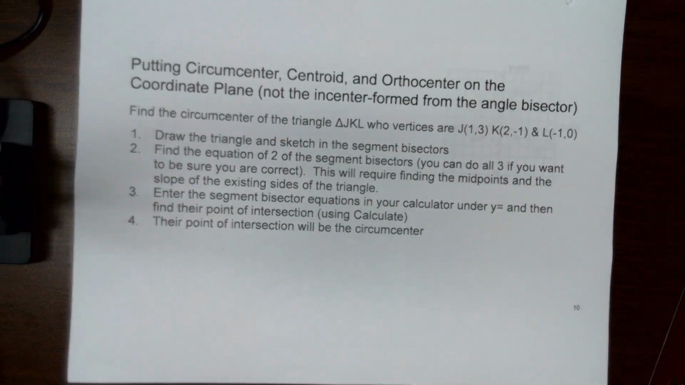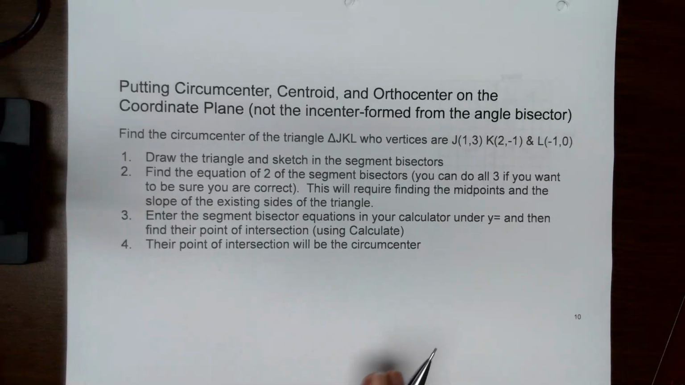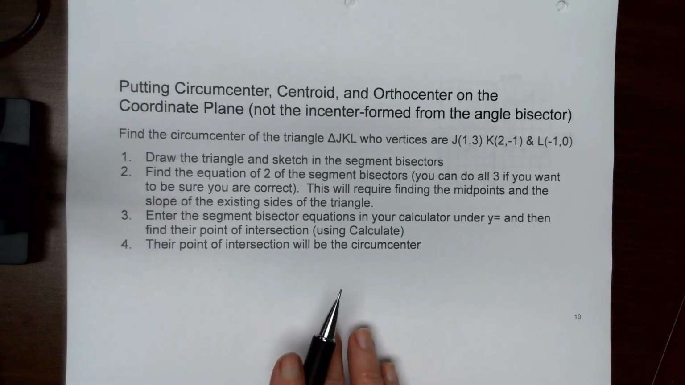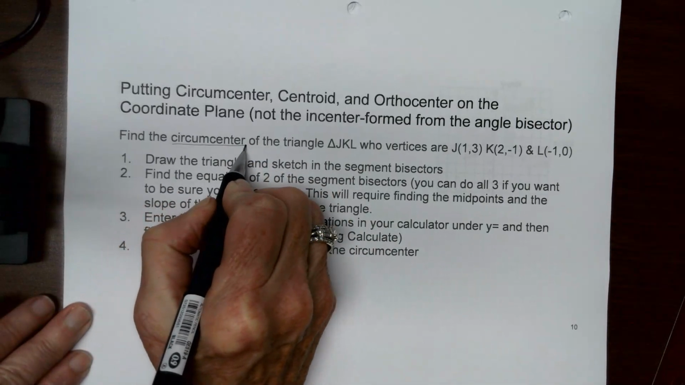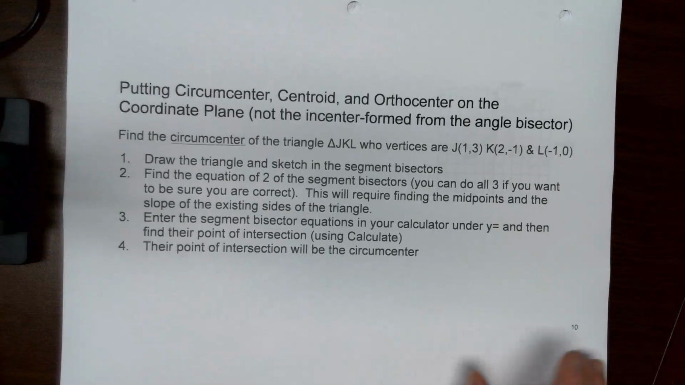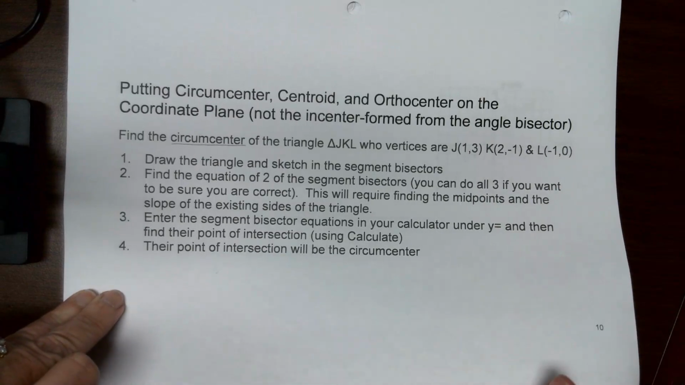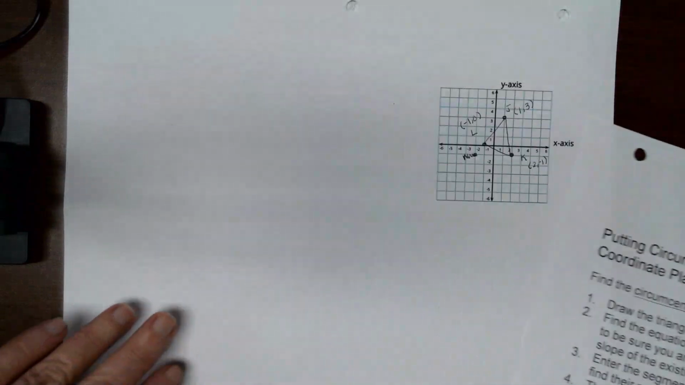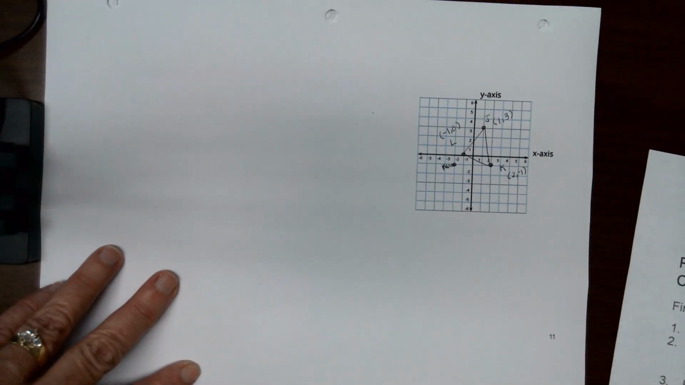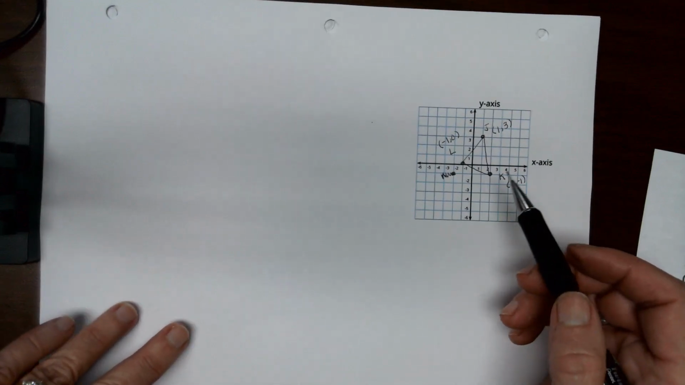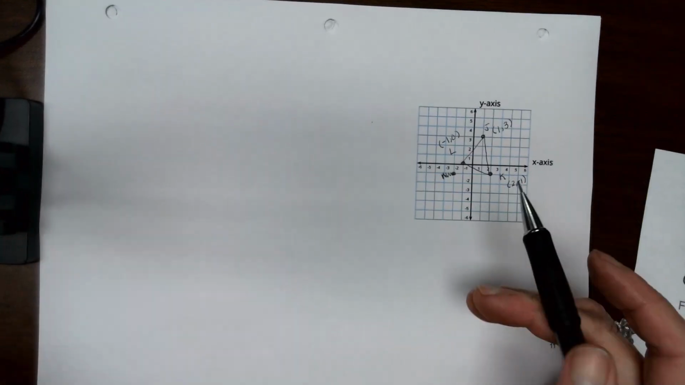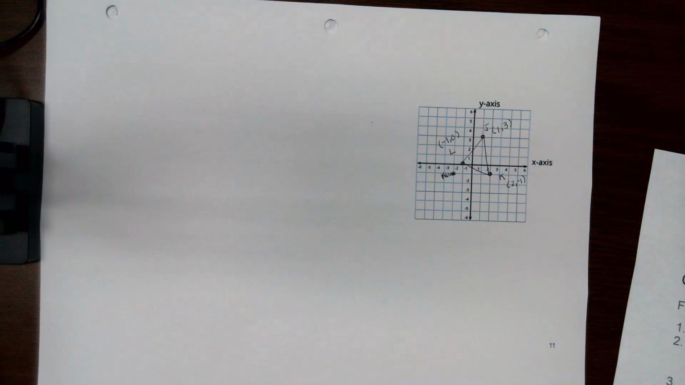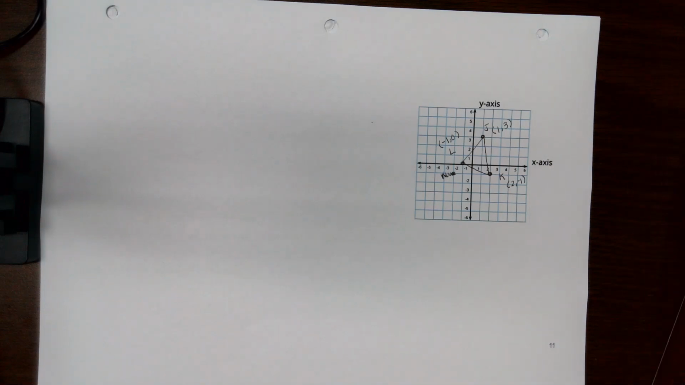Now we're going to turn around and we're going to put these on a coordinate plane. Now this is where it gets a little difficult. Okay, and these are the steps that we're going to go through. This is for finding the circumcenter. The very first thing I'm going to do is I'm going to draw the triangle and I'm going to sketch the segment bisectors. Now I've drawn the triangle over here. I would strongly encourage you to draw this bigger, because the bigger it is, the easier it is to see all this stuff. So I've got the triangle drawn.